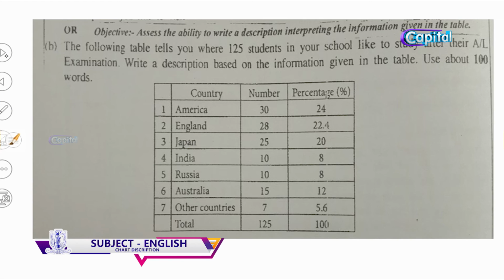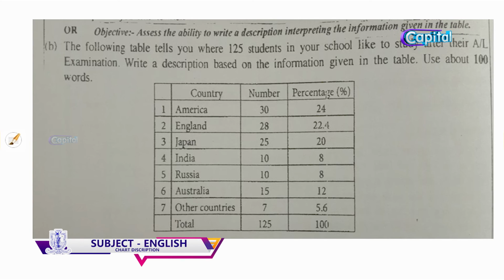Right? This is a past paper question in your GCE O-level examination. What does the table show you? The table tells you where 125 students in your school like to study after their A-level examination. Write a description based on the information given in the table. Use about 100 words. Here, these are the countries mentioned by the students to study after their GCE A-level examination.